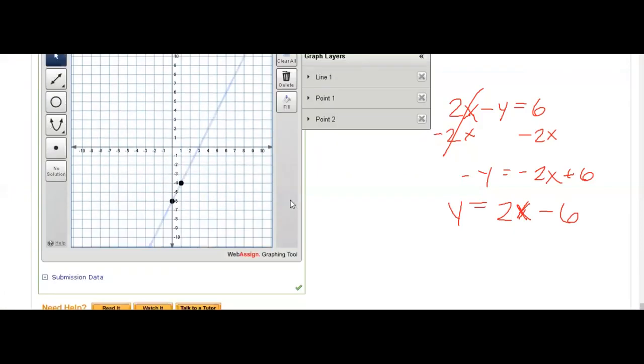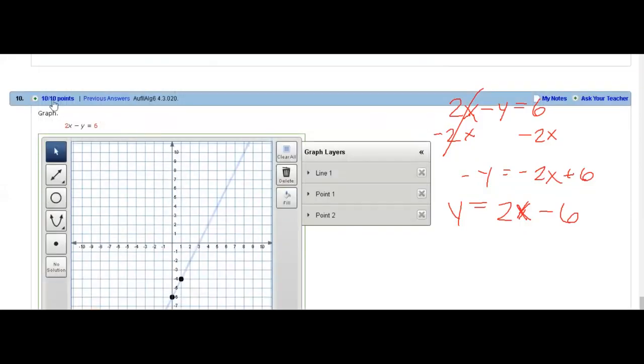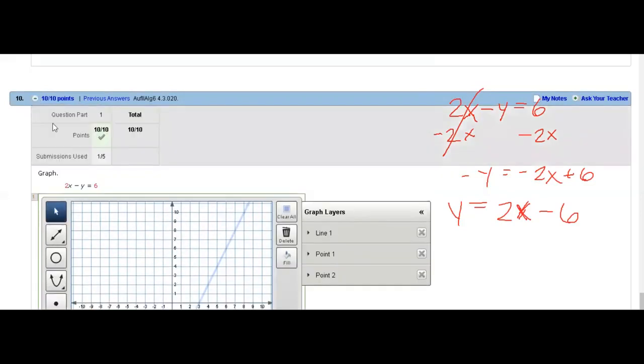Okay, so a lot of you all have kind of low homework grades, and up here, if you click on this plus sign, it tells you that you have 5 submissions. So I only submitted one time. So if I got this incorrect, I can submit again up to 5 times.